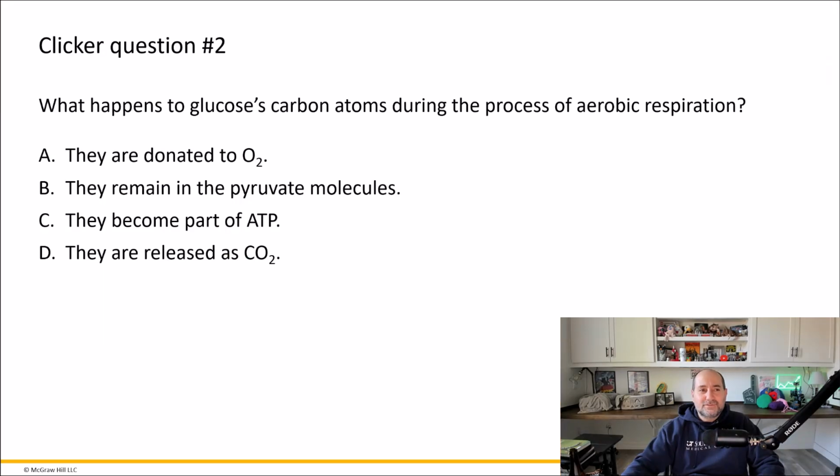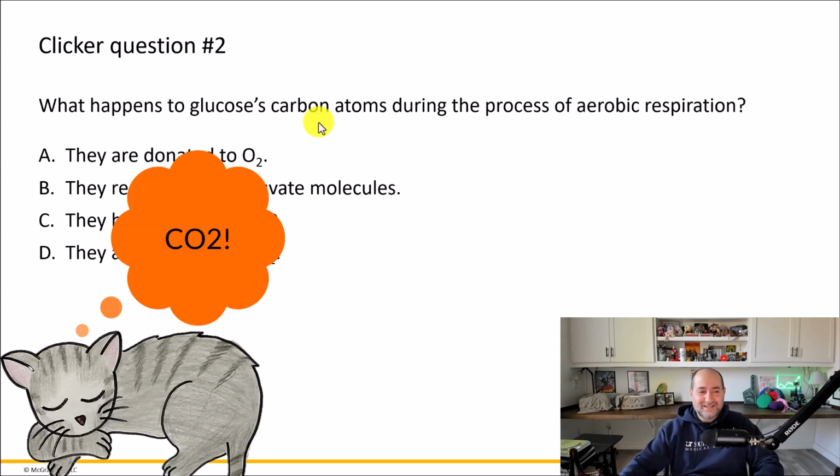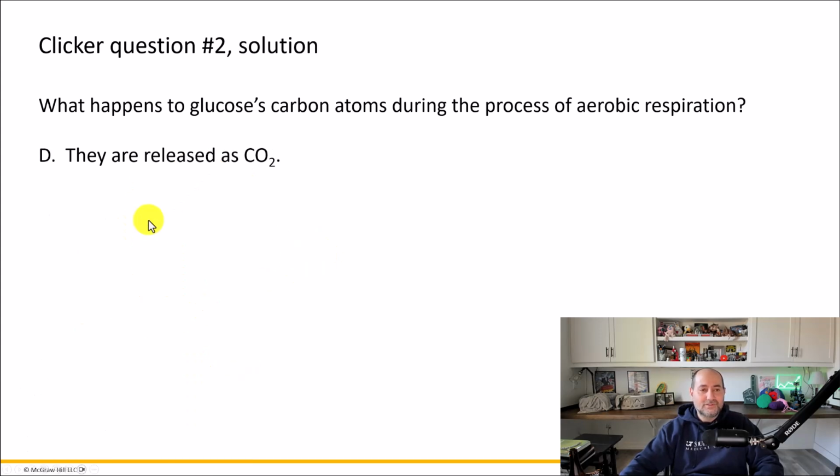And this leads us to clicker question number 2. Let's see if we can solve this together. What happens to glucose's carbon atoms during the process of aerobic respiration? Do you remember? Glucose has 6 carbons, 12 hydrogens, 6 oxygens. And do you remember what I said happens during cellular respiration? We steal all of its hydrogens, and that leaves us with what? Can you beat Wicket? That's right, Wicket. They are released as CO2, right? So we can answer this one easily. It's D. It's released as CO2.